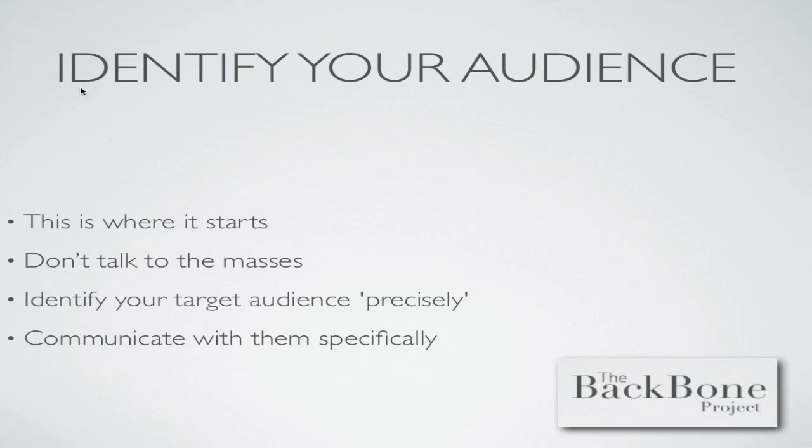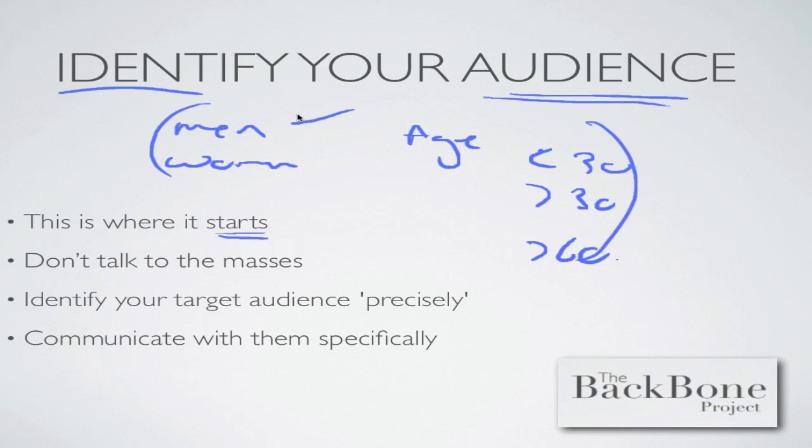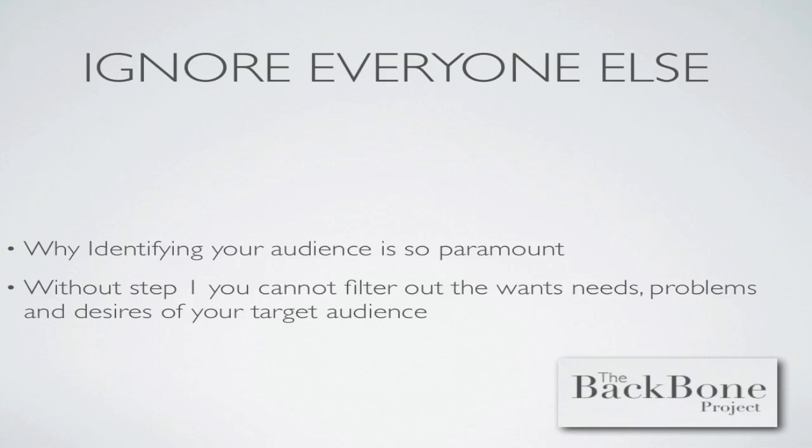The first thing you need to do is identify your audience, because that's where it really starts. There are a lot of people. If I take the fitness niche, for example, there are men and women, and there's their age. Are they under 30? Over 30? Over 60? Are you targeting everybody, or are you laser focusing on men over 60? By focusing down and being precise, you can start to communicate with them specifically, and that's really important, especially later on when we get to the next few slides.